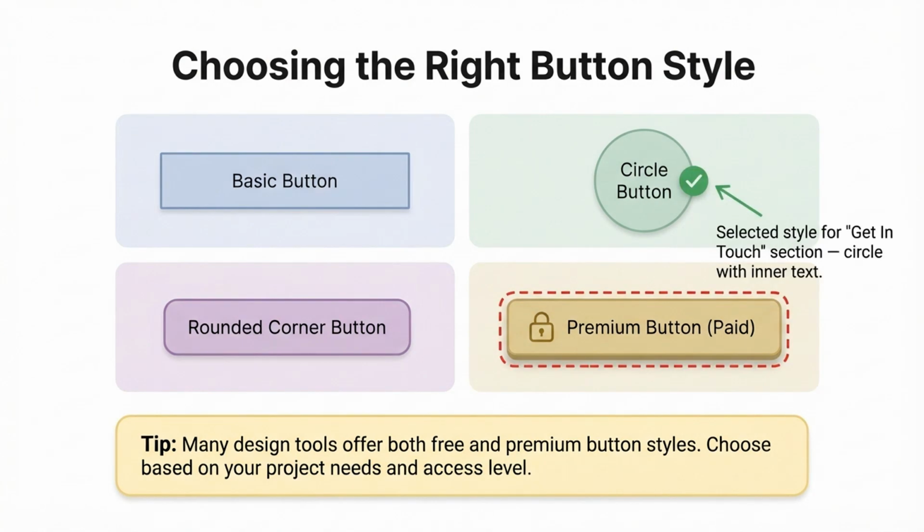In this particular design, the circle button style was chosen for the Get in Touch section. It features a circle shape, potentially with an inner circle for visual depth, and the text Get in Touch centered inside. This is a clean, modern look that works well as a call to action. The premium button might look flashier, but the free circle style gets the job done effectively.